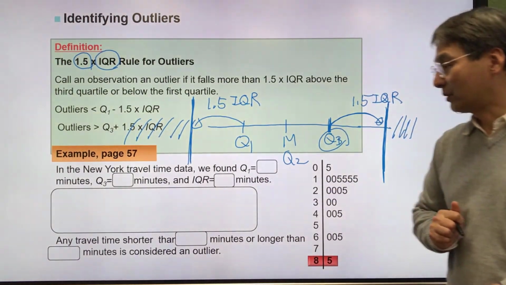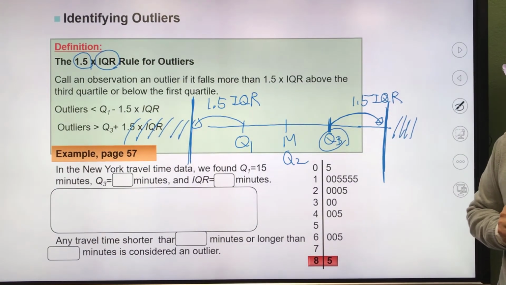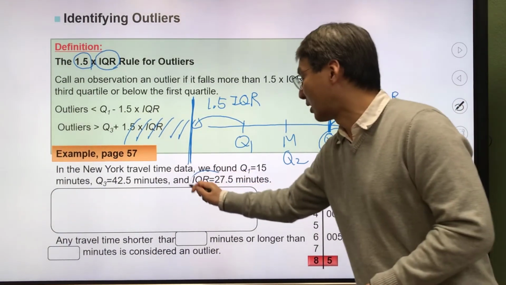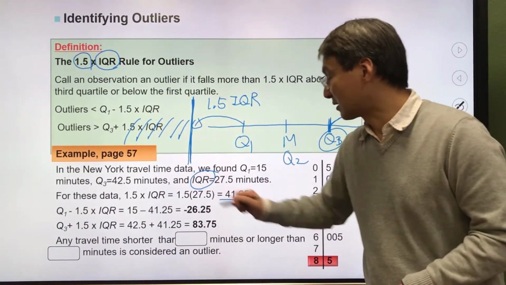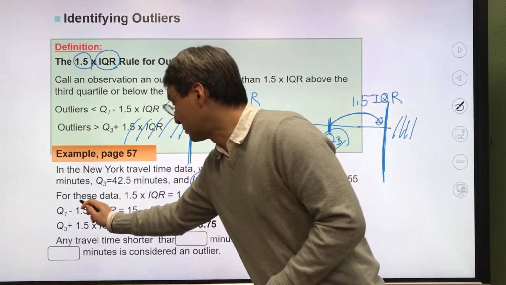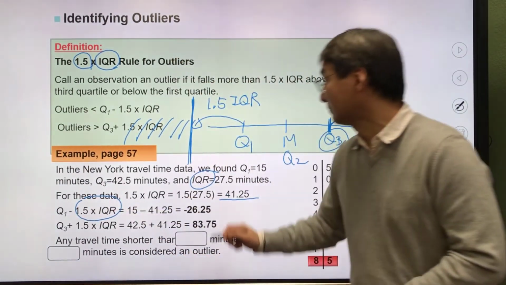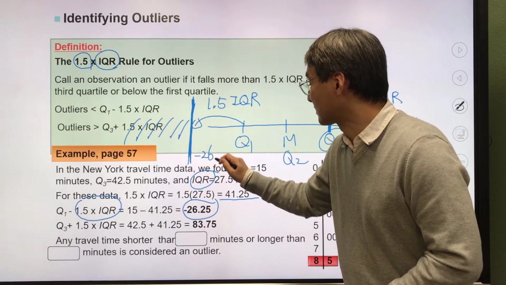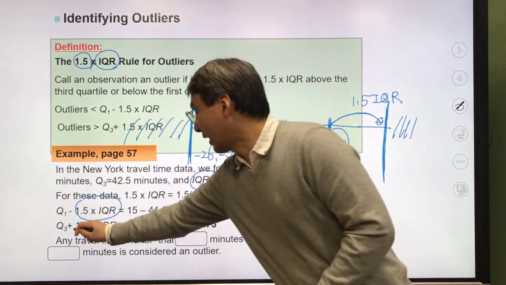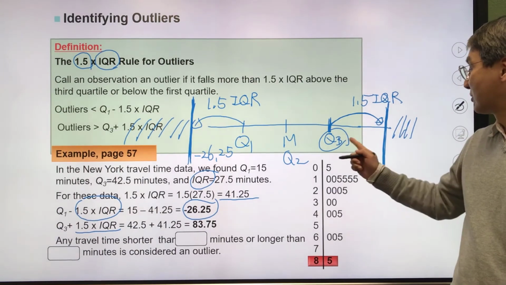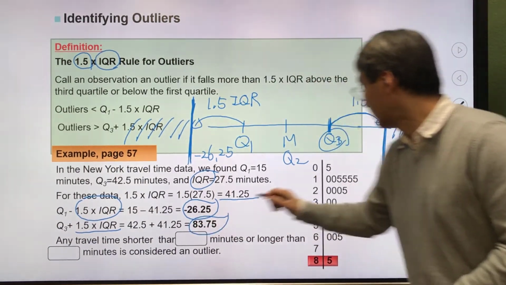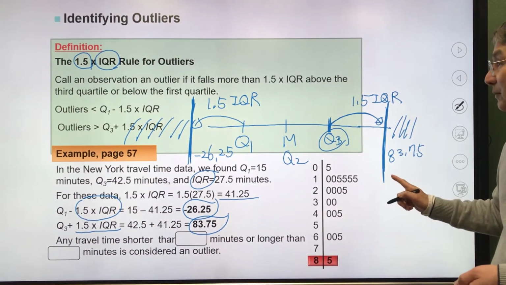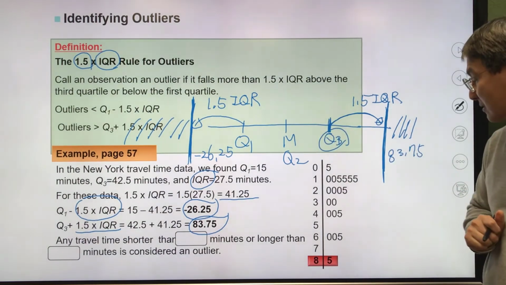So from the previous example, we found Q1, Q3, and IQR. We multiplied IQR by 1.5, and we get this number. We subtract 1.5 times IQR from Q1, and we get this boundary, negative 26.25. And we add 1.5 IQR to Q3, so this is 83.75. So let's find out the data points in this boundary region.